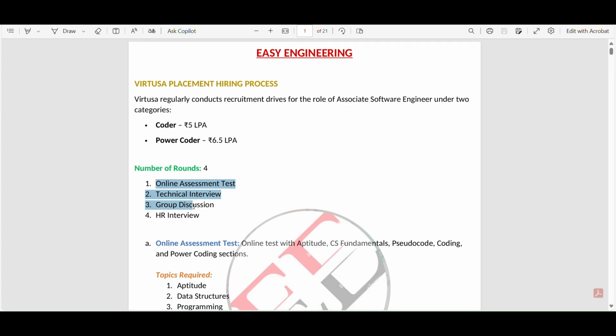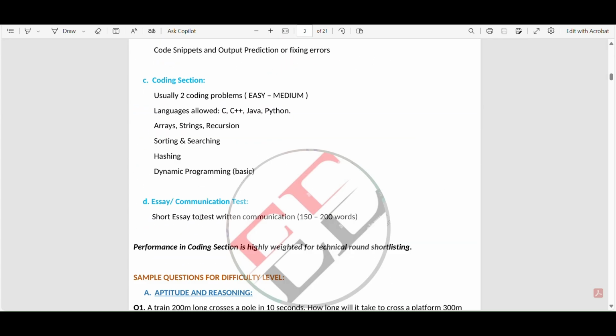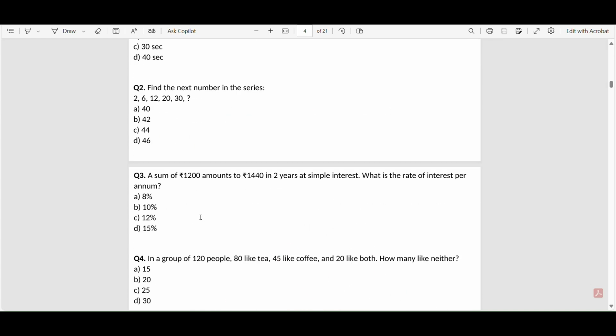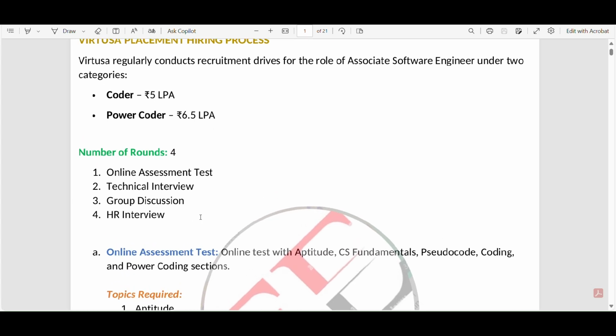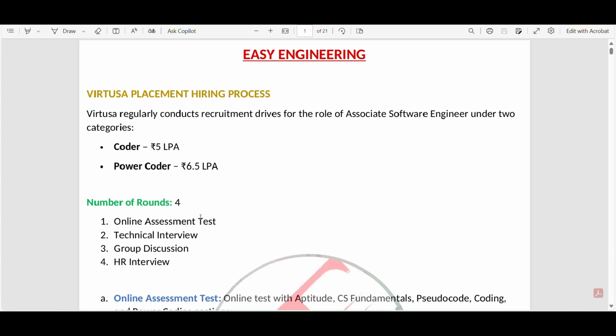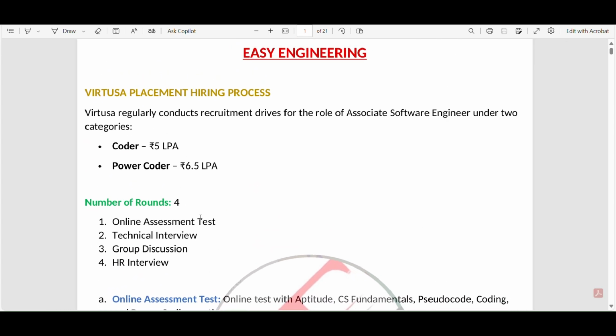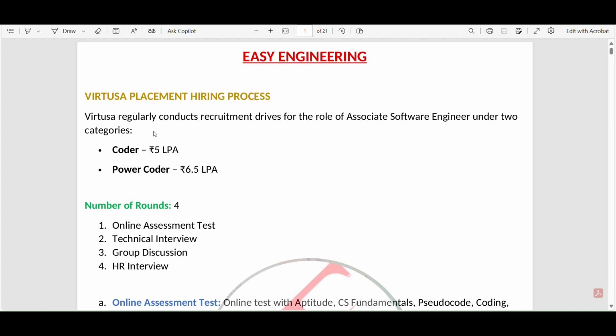For all the tests I have some cheat sheets for you, and at the end I'll be showing them too. So let's get started. The first one: Virtusa conducts recruitment drives for the role of associate software engineer.